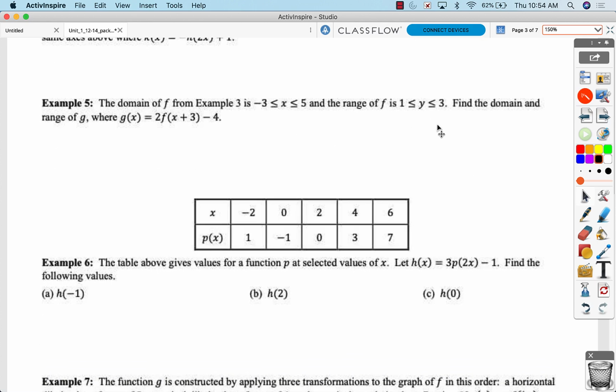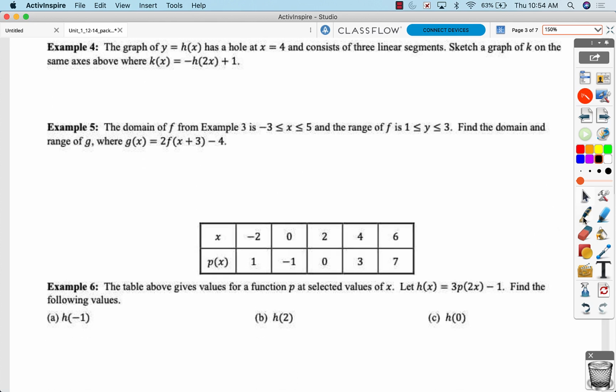Okay, so from the domain, the range of G, it's a different question. Let's take a look at this. So you have F, so you need to transform this, and that's the range. Find the domain and range of G. Okay, this seems pretty tricky, but it's not too bad. Just know this affects the x's, this affects the y's, and this affects the y's.